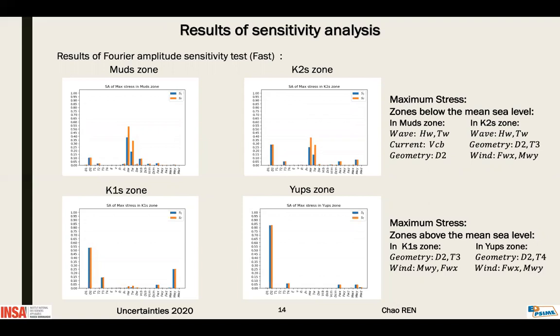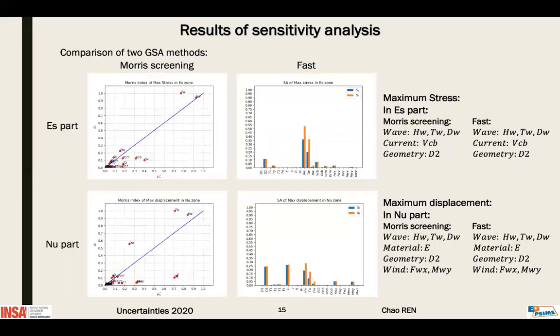And to compare the results of the two methods, here are the results of the two methods in the ES and NU parts. As we can see, the two methods have the same result, considering maximum stress in the ES part, which is below the mean sea level. The wave parameters have a big influence in both methods. And considering maximum displacement in the NU part, we can also see that the two methods have the same result.